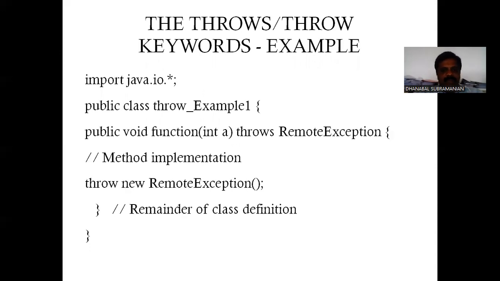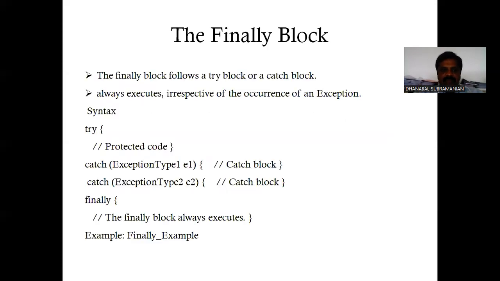Here is an example program for the throw and throws keywords. Here we have a header file. After that, a public class, for example, Example1 is the class name. Then a public void function with throws RemoteException. That is the method implementation. Throw new RemoteException is the keyword we are using in this program. That is the remainder of our class definition.